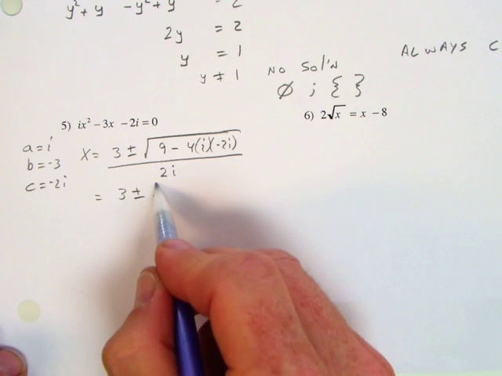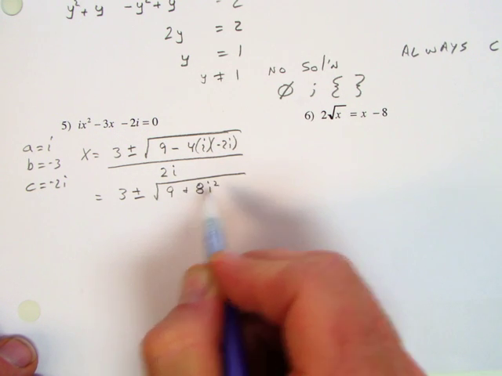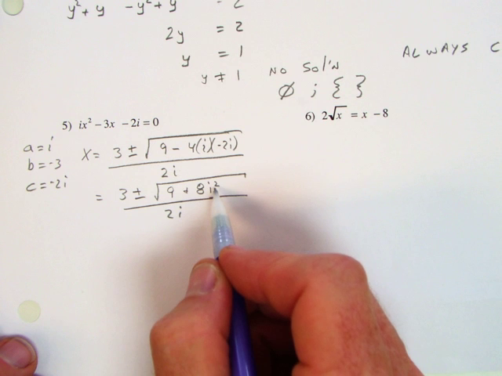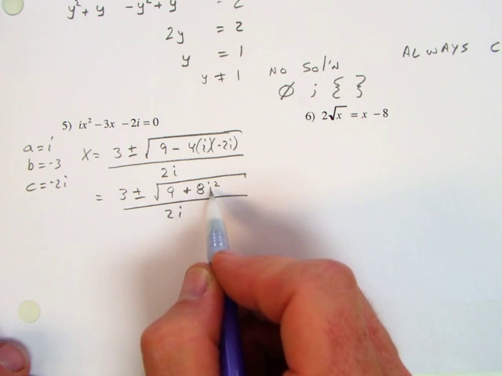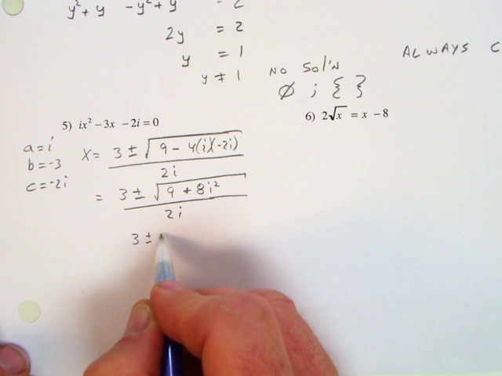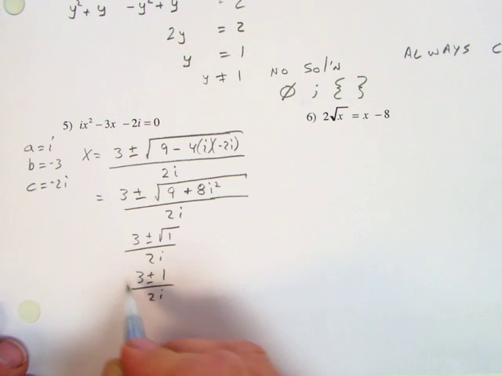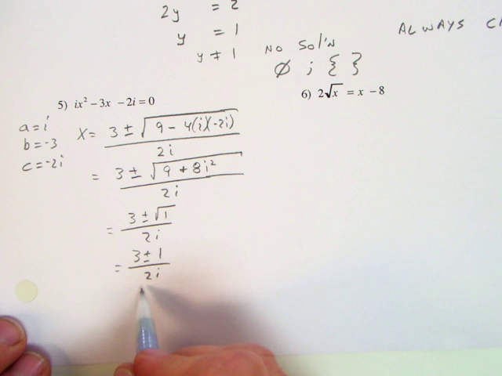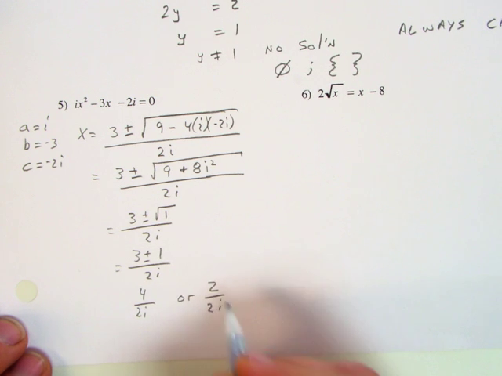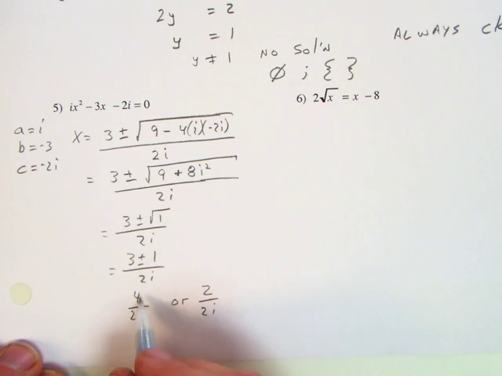So we have 3 plus or minus the square root of 9 plus 8i squared over 2i. And remember, i squared is negative 1. So 8 times negative 1 would be negative 8. 9 minus 8, we'll have 3 plus or minus the square root of 1 over 2i, or 3 plus or minus 1 over 2i, which will give us 4 over 2i, or 2 over 2i. And this will reduce to 2 over i.